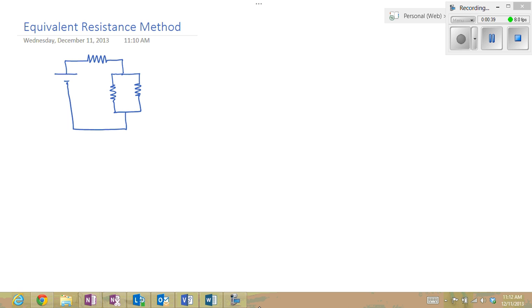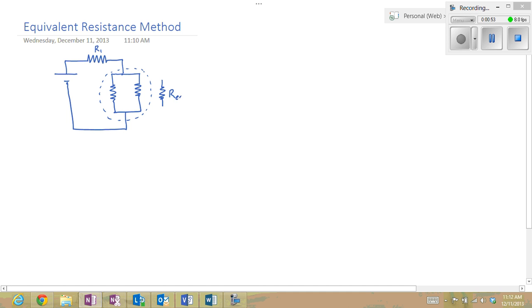Here, when I look at this circuit, I think of the combination of R1 and the equivalence of this parallel combination in my mind is a new equivalent resistance Req. So if R1, R2, and R3 are in this diagram, then R2 and R3 could be combined together into an equivalent resistance using our parallel combination method.